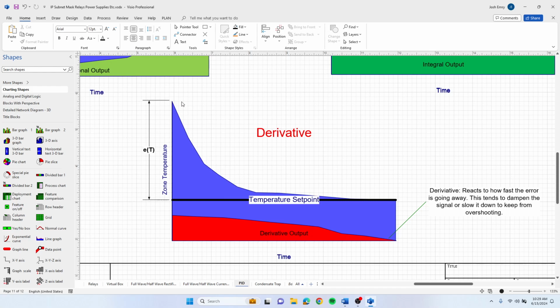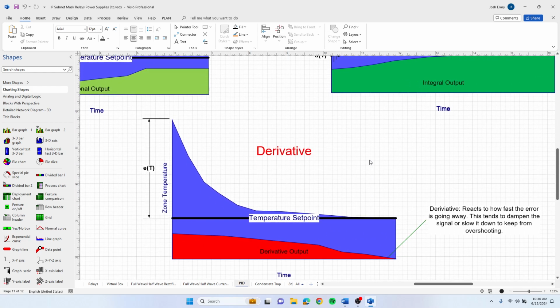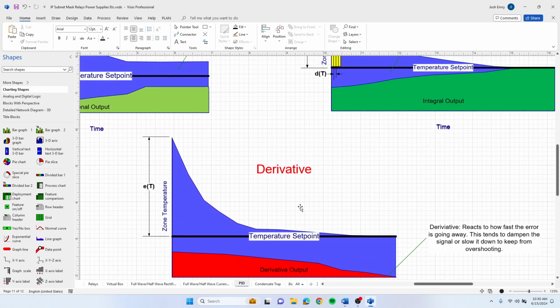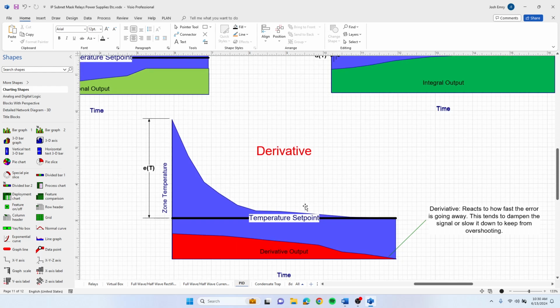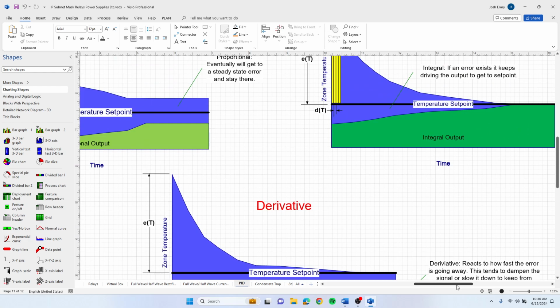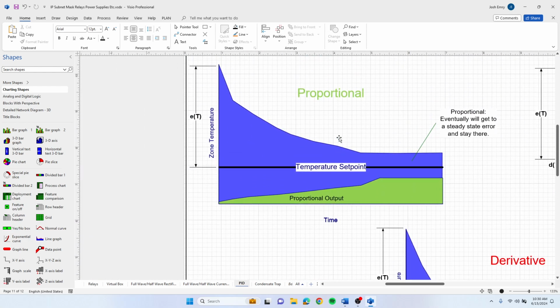If your temperature went up, well, then that's going to change it. It'll make it more of a positive. But the concept here is the derivative usually will dampen the signal. It's going to react to how fast and how close you're getting to the error to help slow down what your integral output and your proportional added together were.